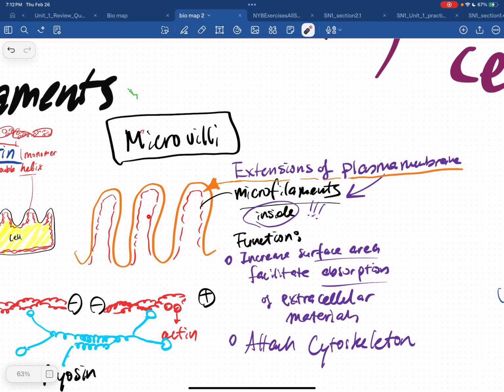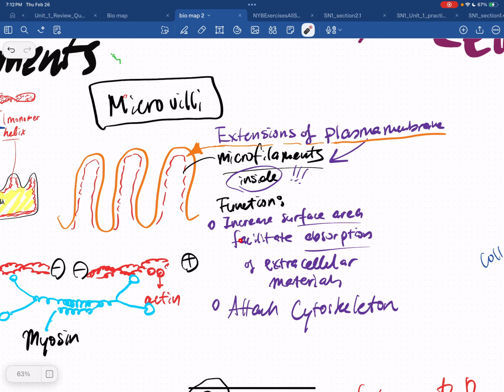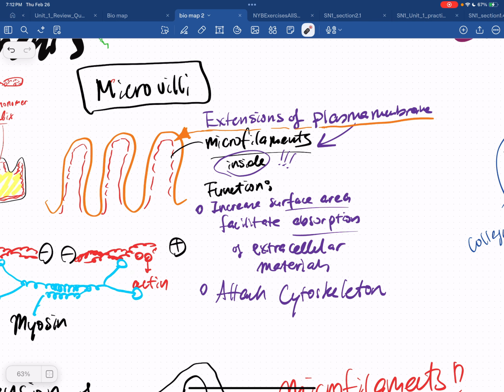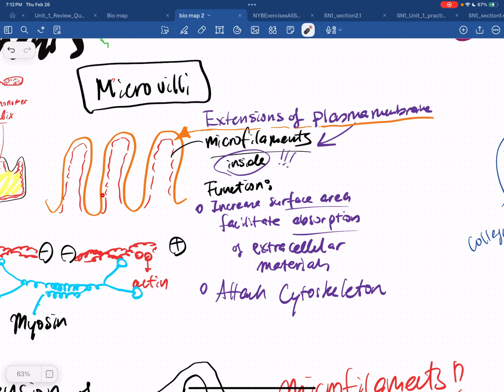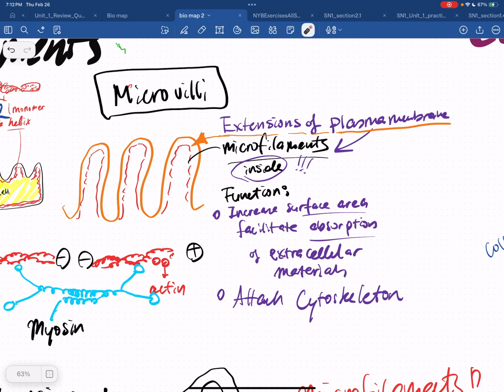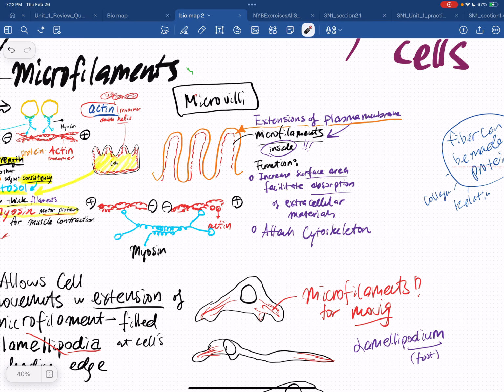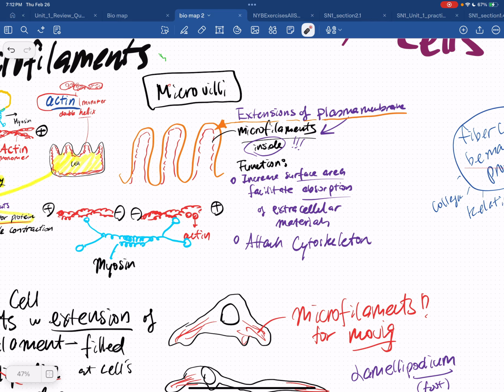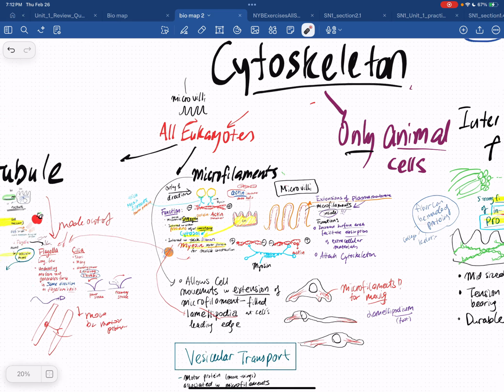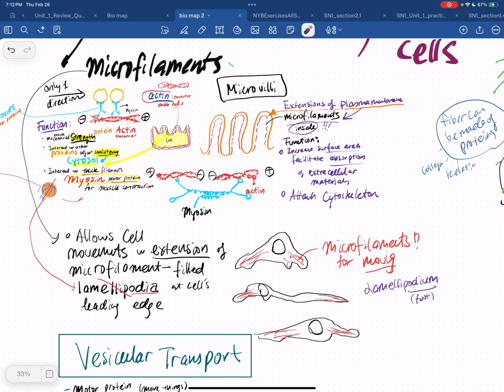Okay, anyways, these microvilli are extensions of the plasma membrane, and inside there's microfilament, like I said, and their function is to increase the surface area. So microvilli are for increasing surface area to facilitate absorption of extracellular material. Extracellular is everything outside the cell. So these guys are on top of the surface of the cell, and everything outside of it is the exterior of the cell. And they're attached to the cytoskeleton, which is basically everything we're talking about right now.